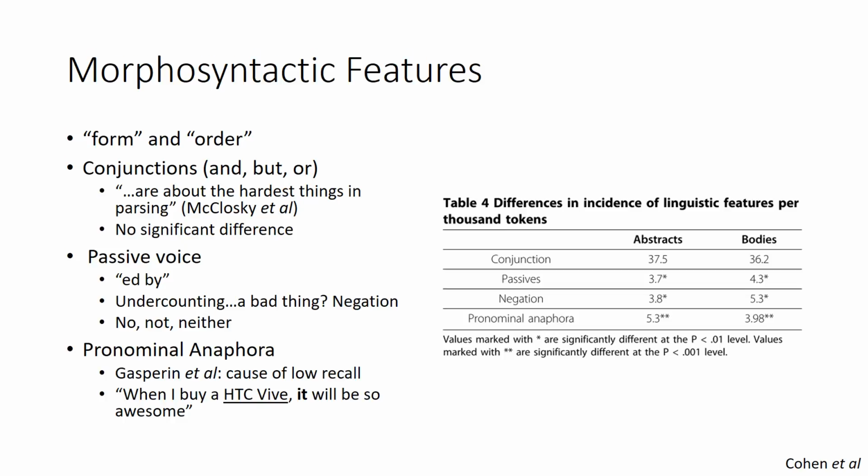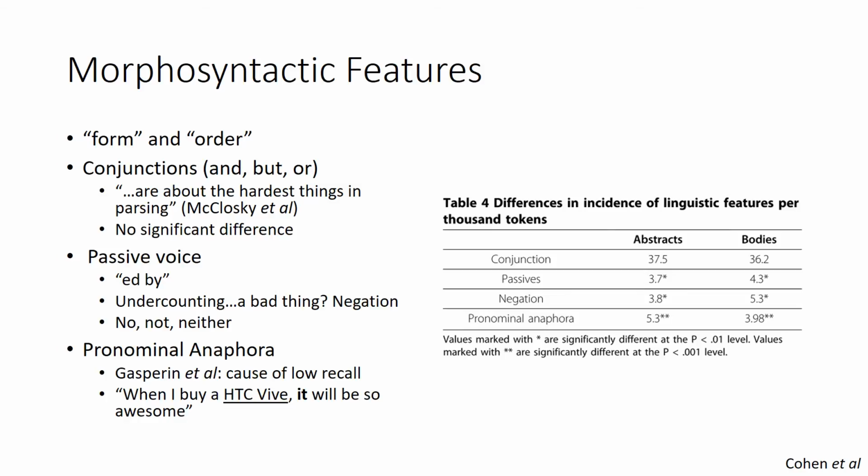Now, passive voice, you can see here it might look like the suffix ed by a person. The reason that was counted is because there are different kinds of passive voice, and that example, something ed by, is a good example of that. They are undercounted, which may not be a bad thing because they were found to be roughly equal. It wasn't necessarily a big deal between the abstracts and the bodies. Now there are negations: not, no, neither. Those occurrences were lower.